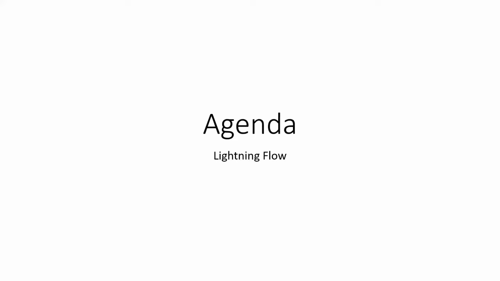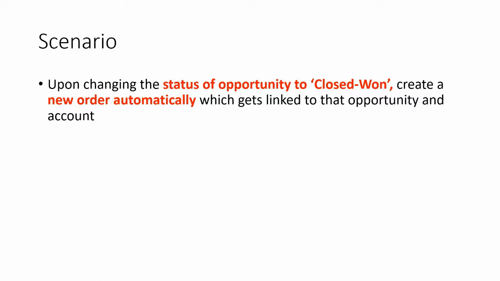Today's agenda is learning the lightning flow. And the scenario is that the moment I change the status of an opportunity to closed one, an order should automatically get created. And needless to say that this order would be linked to the current opportunity which got changed to closed one. So that is what we are going to see.